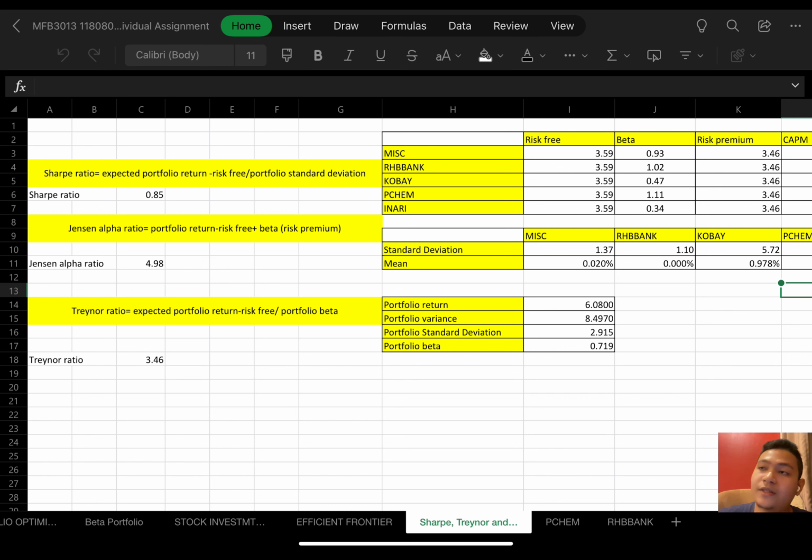Let's move to the Sharpe ratio, which is a measure of return relative to the risk-free rate. My Sharpe ratio for this portfolio is 0.85. A good value of Sharpe ratio is a value more than 1. So what I can say here is my portfolio doesn't have a good Sharpe ratio. For the Jensen alpha ratio, my portfolio gained 4.98, which is considered good, as it is higher and more than 1. For the Treynor ratio, my portfolio gained 3.46, which is also more than 1, so it is considered good. That's all from me. Thank you.